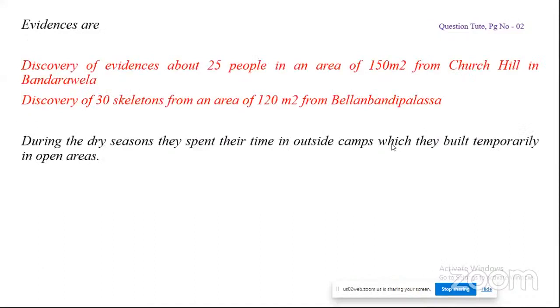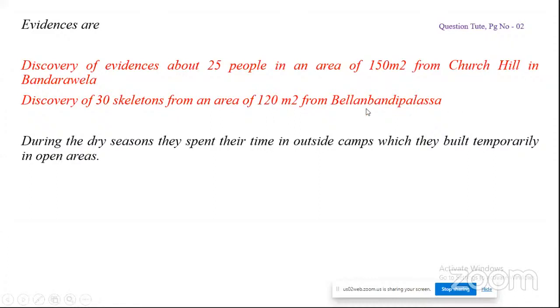So here these evidences you have to write. Even this is included to what? Communal life. Discovery of evidences about 25 people in an area of 150 square meters from Churchill in Bandaravela. Discovery of 30 skeletons from an area of 120 square meters from Bellanpetty Palace. So these two evidences you have to give.